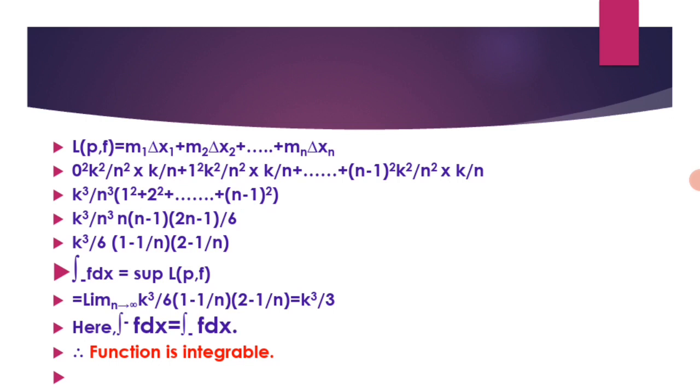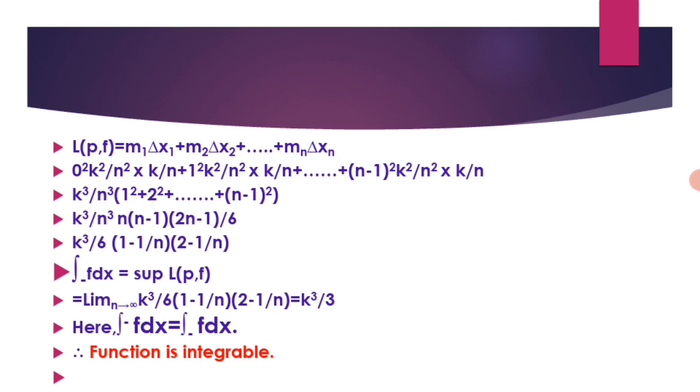Then on taking k cube upon n cube common, the remaining terms 1 square plus 2 square up to (n minus 1) square are remaining. Then again we have to apply the standard formula on it, that is (n minus 1) into n into (2n minus 1) upon 6, which again on modifying gives k cube upon 6 into 1 minus 1 by n into 2 minus 1 by n.